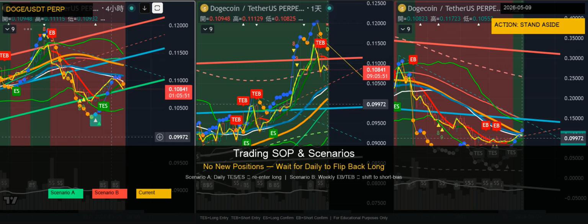Wait for the daily to flip back to TS or ES before entering long. Or wait for the weekly to also confirm bearish before entering short. Stay patient, stay disciplined, and follow the signals.